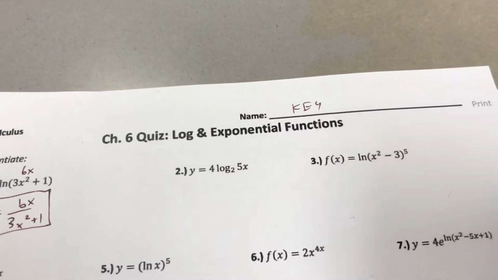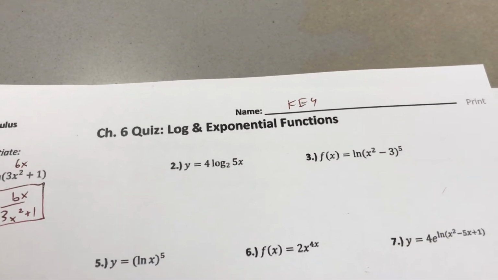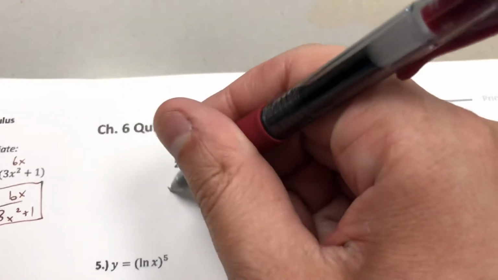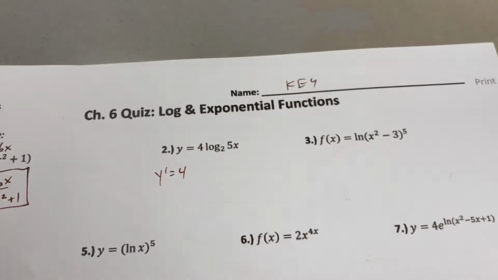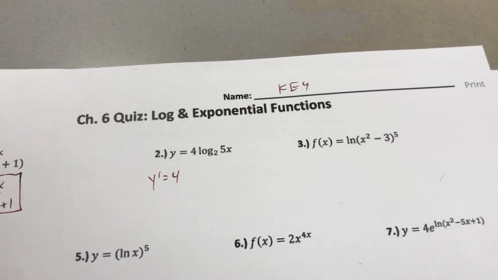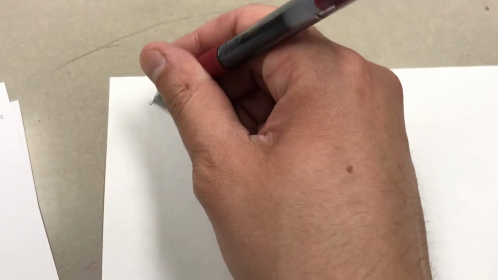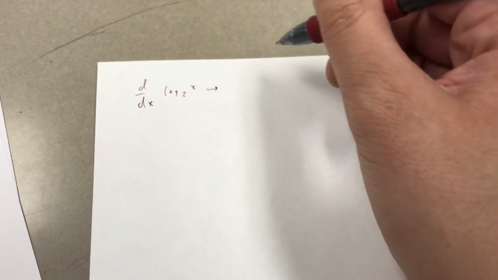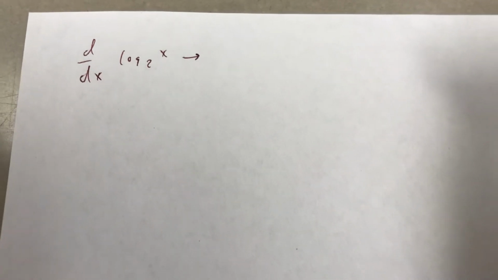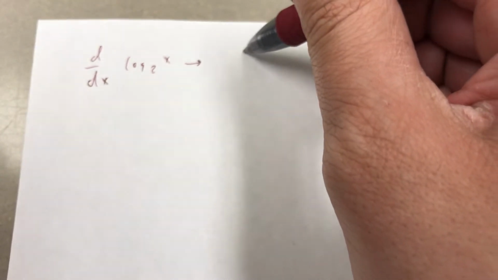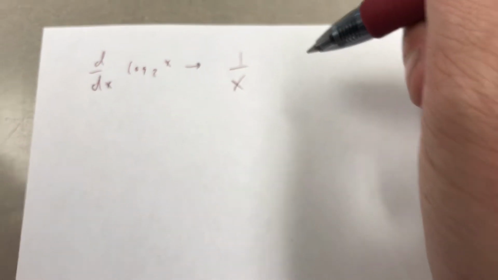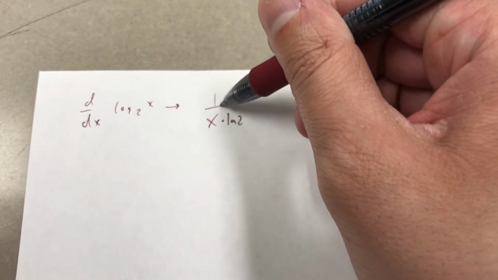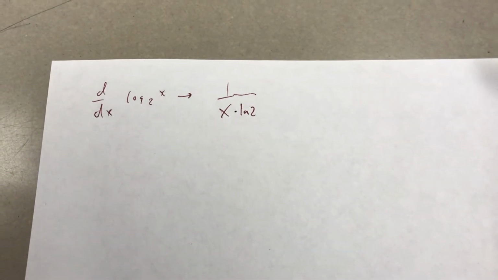All right, the next one, it's 4 log base 2 of 5x. Of course, we can factor out the 4 and we can multiply that in at the end of the problem. Just a reminder here that the derivative of something like the log base 2 of x, like the natural log function, you are still going to have a reciprocal. It's going to be 1 over the inside function, but you're going to multiply by the natural log of the base. So it's 1 over x ln of 2.